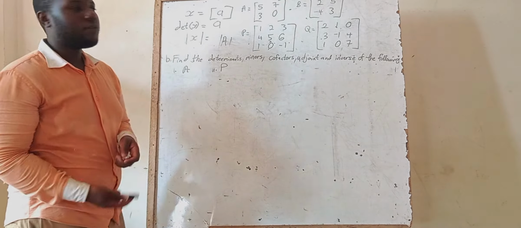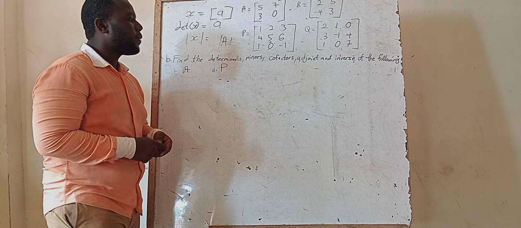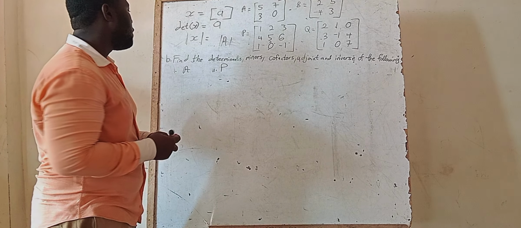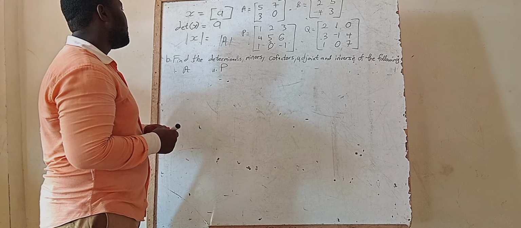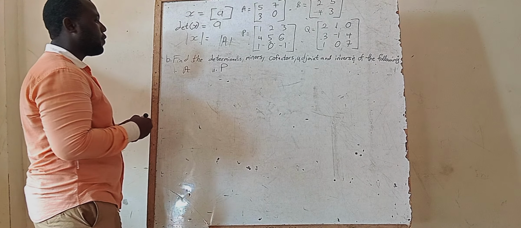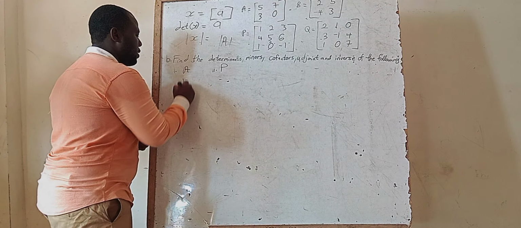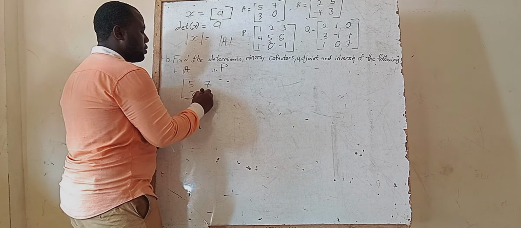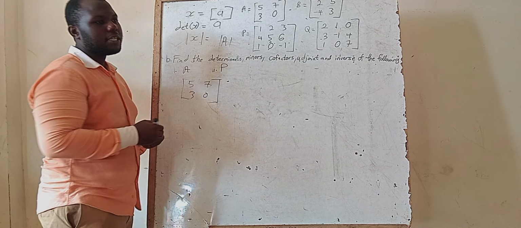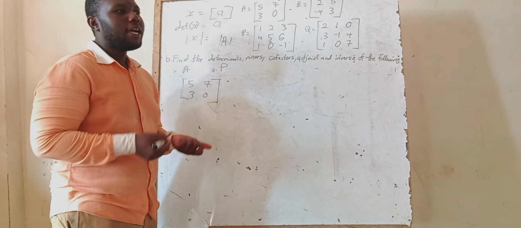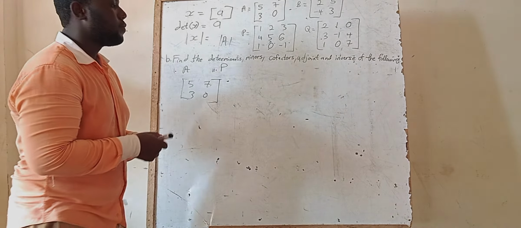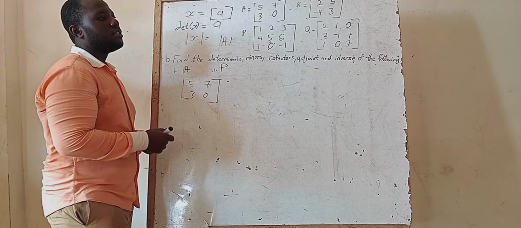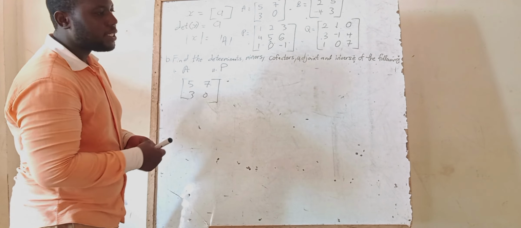So let's start by solving the question. They say find the determinant, minors, cofactors, adjoint and inverse of the following. So we take A. Let's find the determinant of A. Let's write A first. So A gives us 5, 7, 3, 0. This is a 2 by 2 matrix. To find the determinant of a 2 by 2 matrix, we find the product of the leading diagonal minus the product of the opposite diagonal.